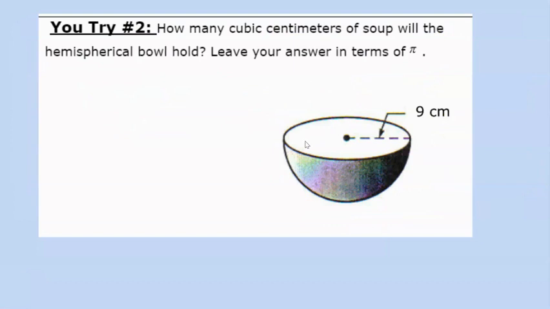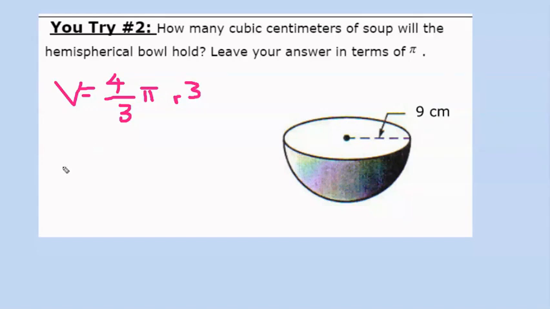Now, this is a good try. So go ahead and pause the video while I'm eating and try this on your own. All right, now, hopefully you paused the video. So how many cubic centimeters of soup will the hemispherical bowl hold? Leave your answer in terms of pi. So we're going to do V equals 4/3 pi r cubed. And in terms of pi, it just means you're going to multiply everything but pi.